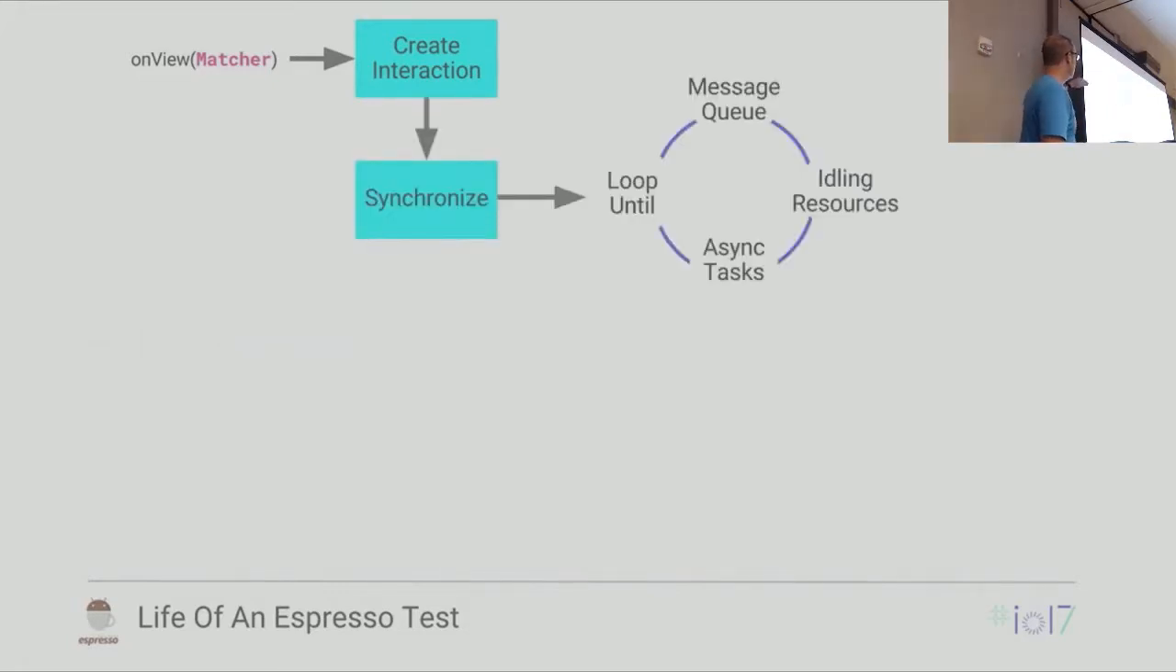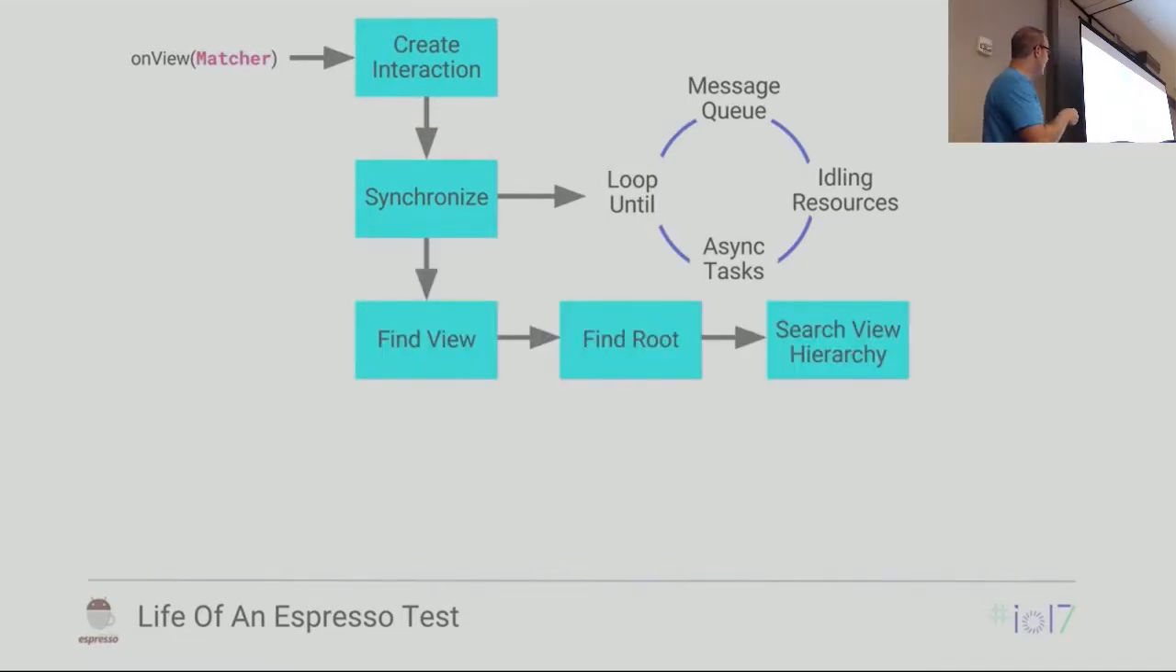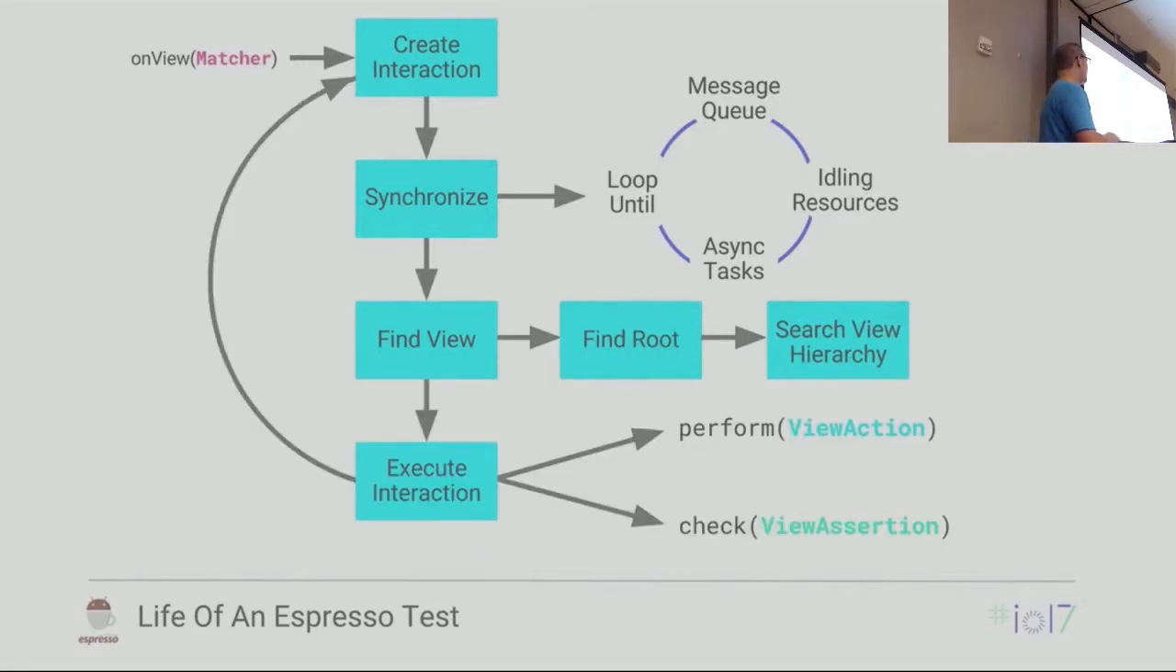What happens then is you're waiting for the system to synchronize. So Espresso is waiting for the main thread, async tasks, and message queue, and it will keep waiting until all this is done. Once this is done, it can use that view matcher and find the view on the screen, and then it will go ahead and execute that interaction, whether it's performing an interaction or checking a view assertion. So Espresso is super simple, right? You grab it, you check something or perform an action, and it's just waiting. But this is how it's really fast, and it's pretty easy to do your tests. It's really the configuration and stuff.